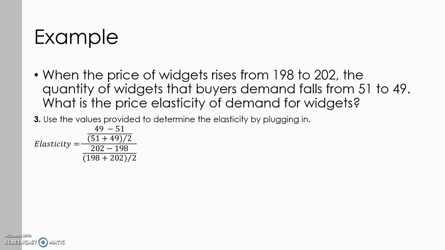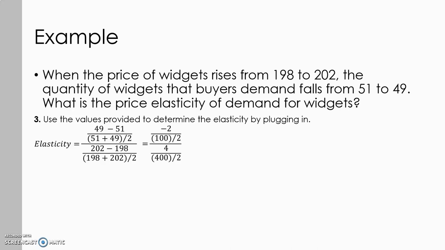So now we can use those values and simplify. I've reproduced the equation we had on the previous page here, and now let's take some steps. Let's take 49 minus 51, that's going to be negative 2. 51 plus 49 divided by 2, that's going to be 100 over 2. 202 minus 198 is 4. 198 plus 202 is 400.